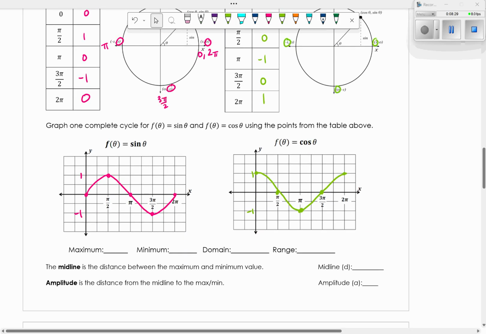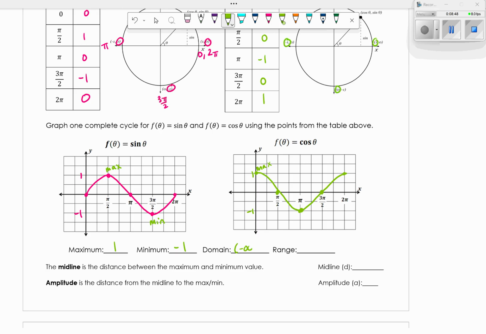You can see for both graphs, the maximum or the highest we go is 1. So this is, of course, a maximum. And it repeats, so it's going to have more than one sometimes. The minimum is the lowest we go, which is negative 1. With these graphs, you can go around the circle as many times as you want, so the domain is all real numbers, but the range is going to be from negative 1 to 1.